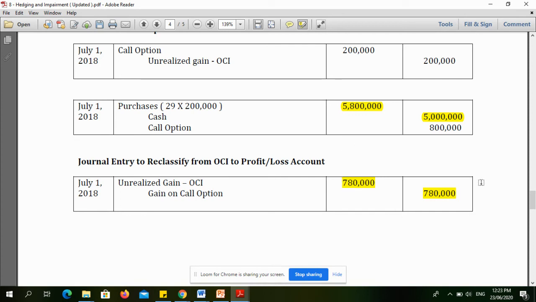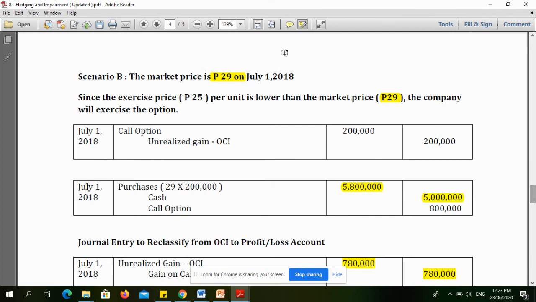So, yun. Before we end, let us review what are the characteristics of a derivative and whether or not those things were existing in this problem. So number one, the value of a derivative changes in response to the change in the underlying variable. So yung underlying variable dito, yung market price ng raw material. The answer is yes. 'Di ba? Ang nangyari, kung nag-change yung market price, nag-change din yung call option account. So, number one, this is true.